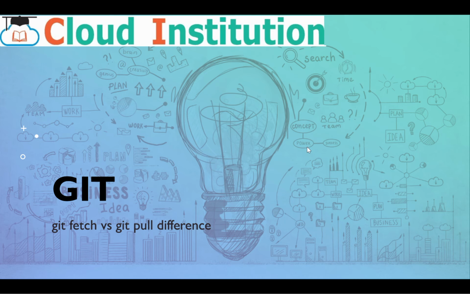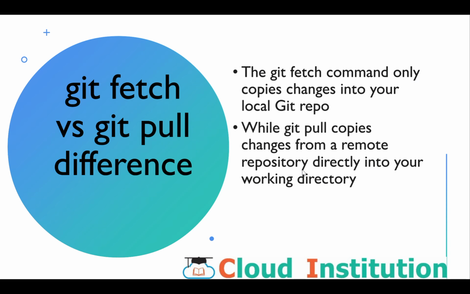So what happens when I use the git fetch? When I use the git fetch command, it will copy the changes you have made in GitHub into your local machine. When you use the git fetch, it will take those copies of the changes into your local git repo. There is a .git repo there as well, right? So it will pull that into the git repo.